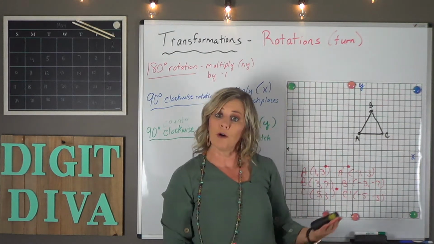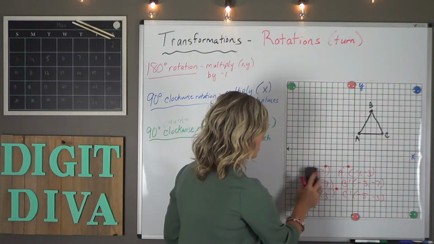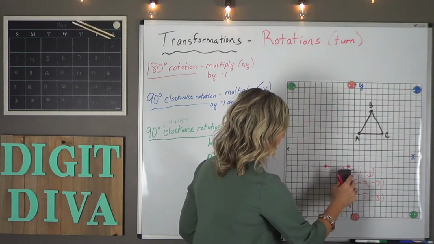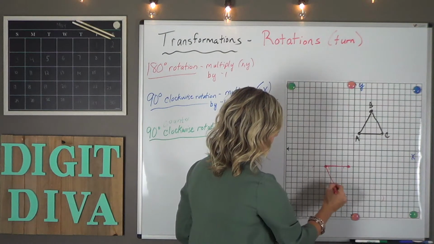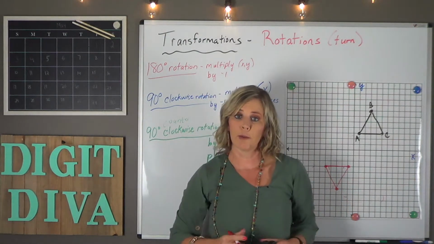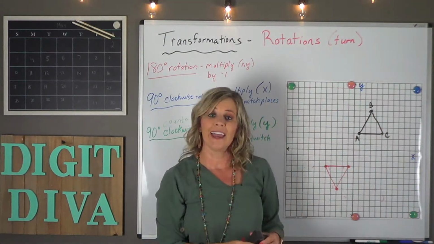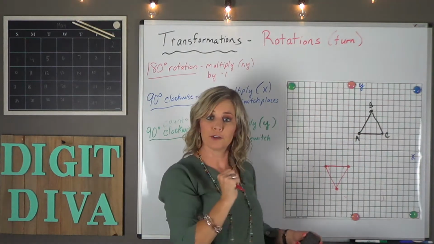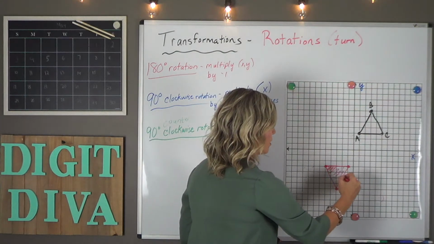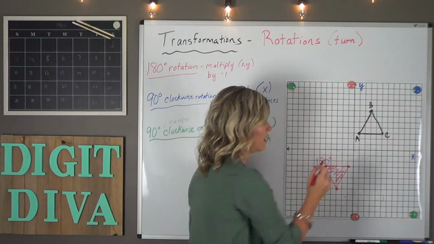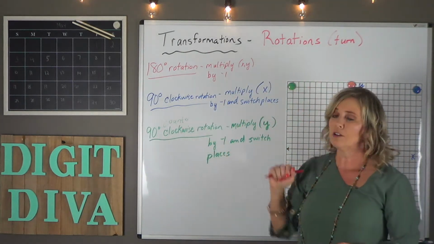My ordered pairs are sort of in the way, so I'm going to erase those real quick so you can actually see the turn. Here's my shape, and let's think about it. A 180-degree turn would simply be 2 turns. If we turn once, we'd be somewhere here in quadrant 2. We turn again, and we end up in quadrant 3. So this is a 180-degree rotation.